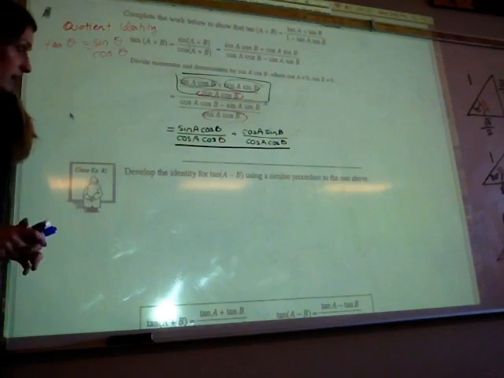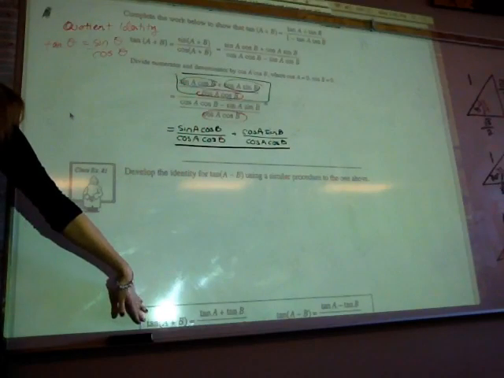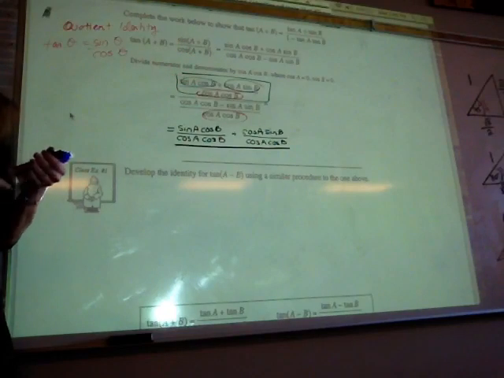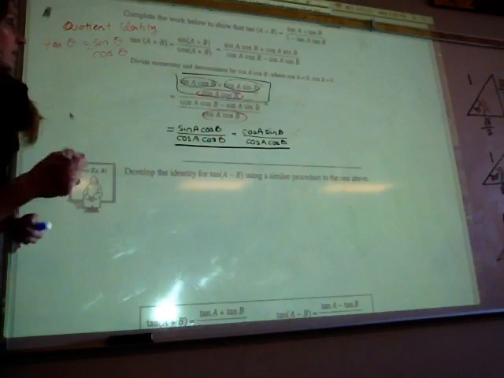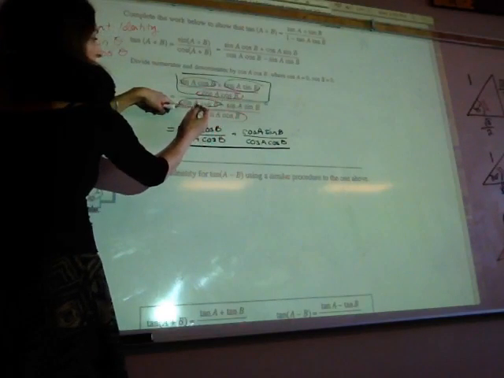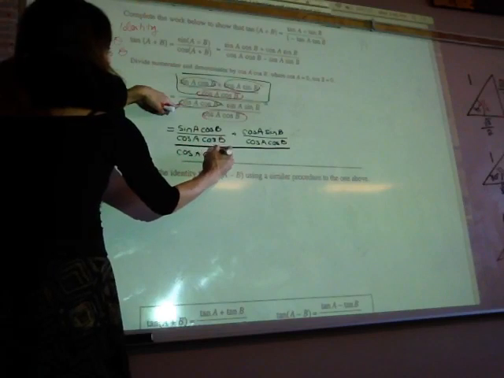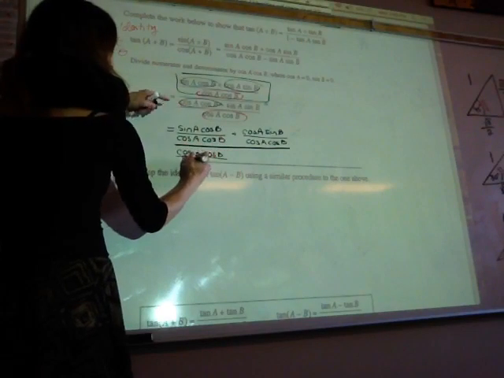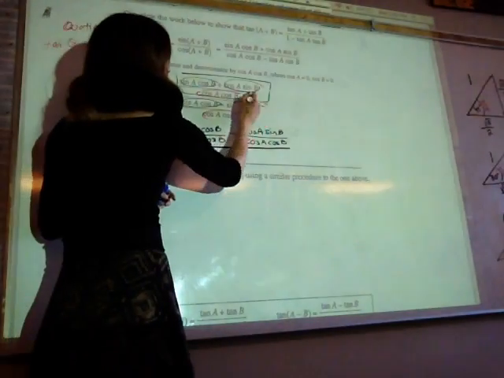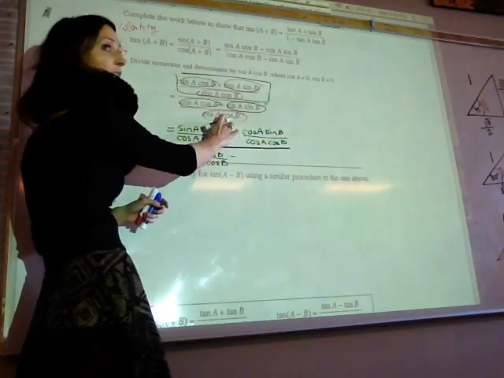It's just one way of manipulating a statement to get the end result that you want. Okay, so you won't have to do this every time because the identities will be given to you. But it's just one way of showing how you can manipulate a statement. Alright, so in the denominator we have cosine A cosine B divided by cosine A cosine B. And last but not least, we're subtracting sine A sine B divided by cosine A cosine B.